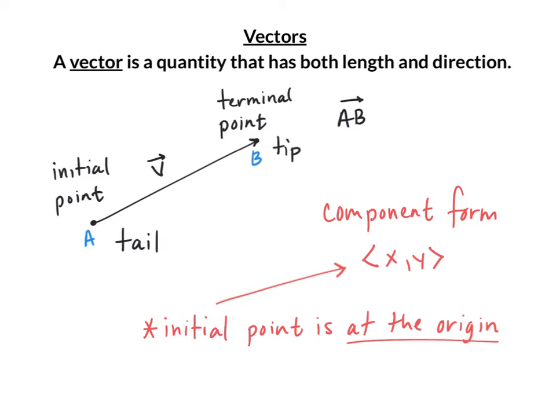Most of the time, we use a single letter to describe the vector, like vector V, and we put it in what's called component form. Component form has the initial point, the tail, at the origin, and we just use a single point to describe it. It doesn't matter where a vector is in the coordinate plane. What matters is its length and direction, because a vector is a quantity that has both length and direction.